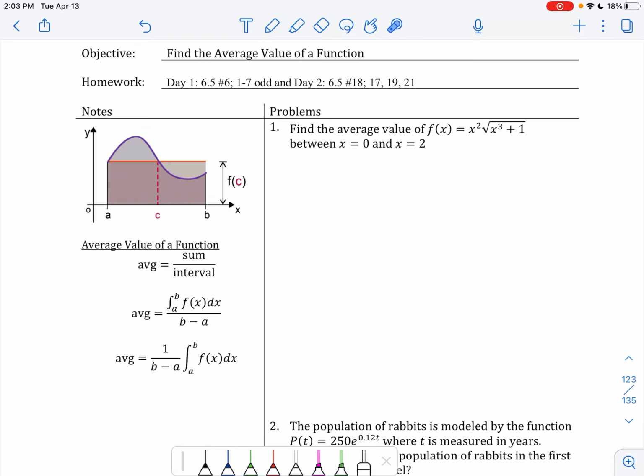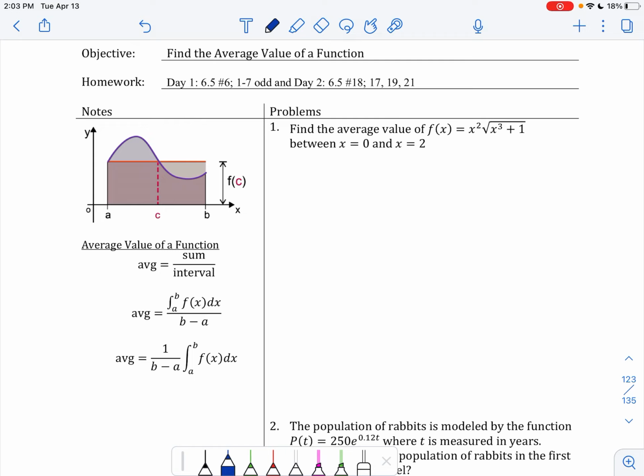So the average value is 1 over B minus A times the integral from A to B of the function, and that'll give you the average value that it has. So here the average value would be C, some above, some below, and the average value is right there. So let's use this formula.